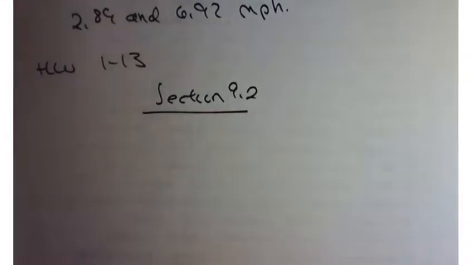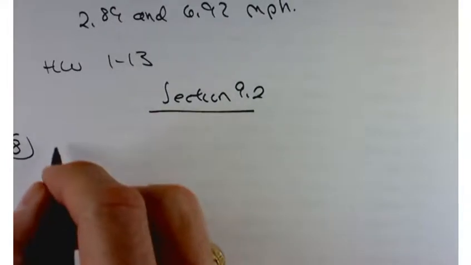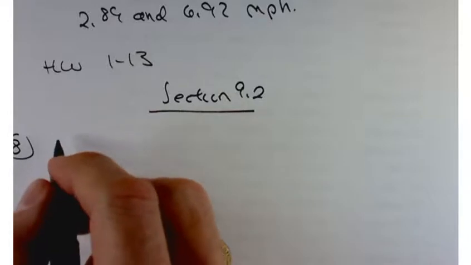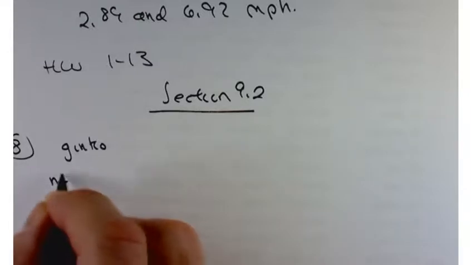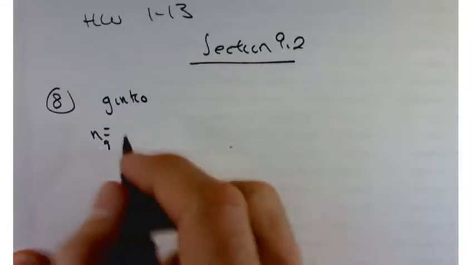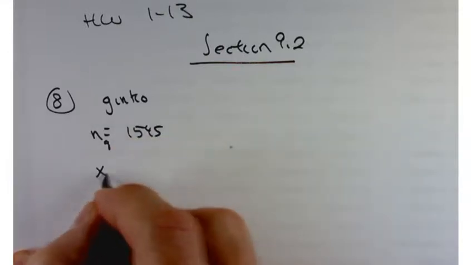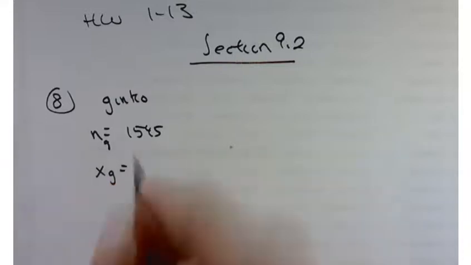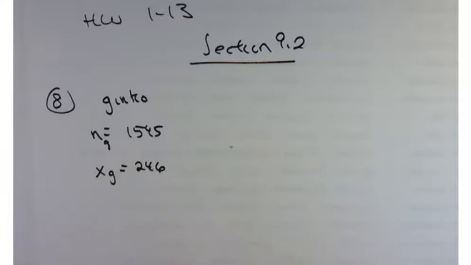So let me give you a few of the summary statistics from this. For problem number 8, the first group, the ginkgo group, we had N, I'll call it N sub G, was 1,545, and among those, 246 later developed dementia.